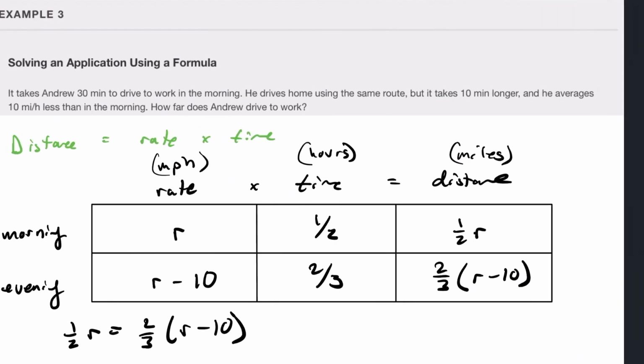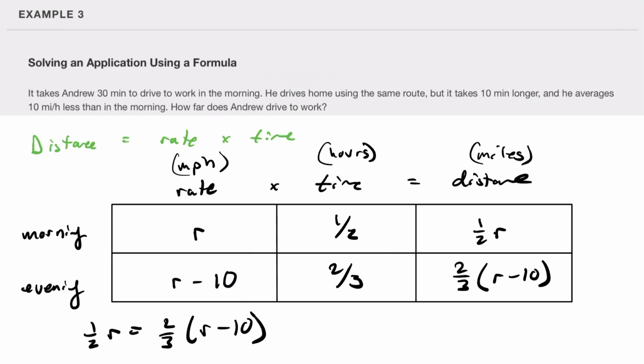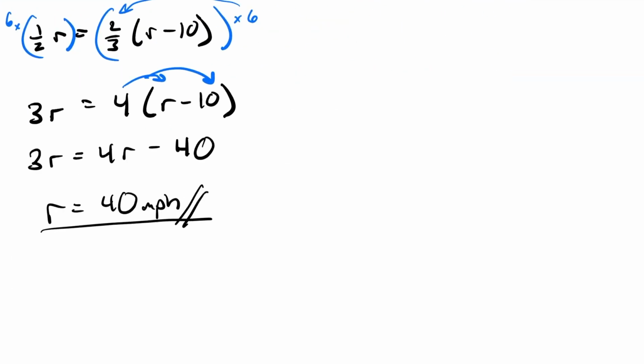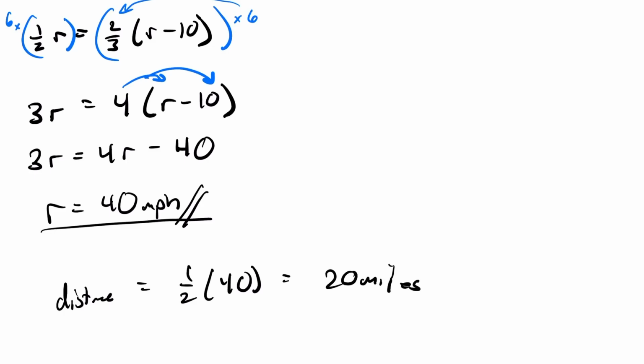So then the distance is half of that. It looks like it's 20 miles. So the distance should be half of 40. It's 20 miles. 20 miles Morales. All right.